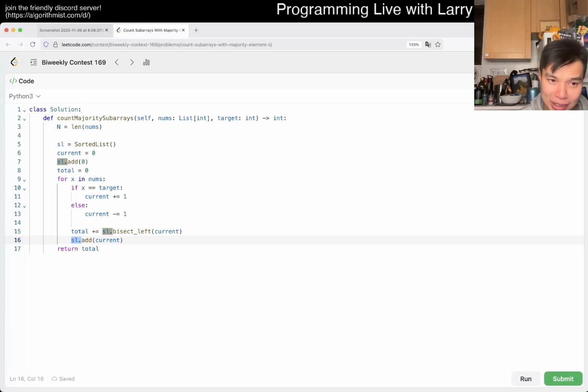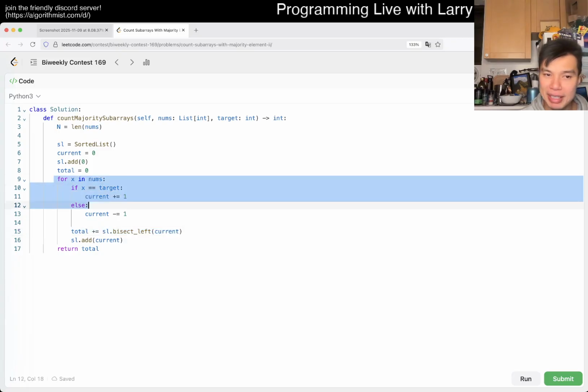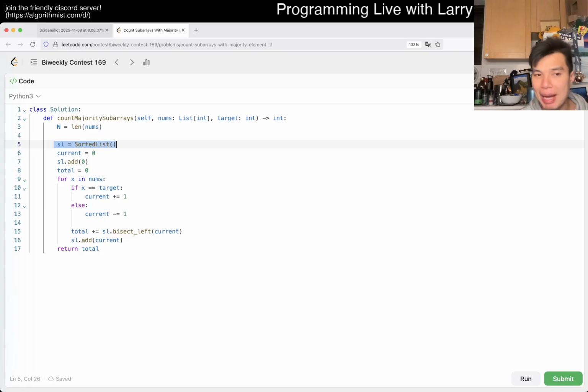Oh, let me go over the complexity. I forgot. Sorry. Because of this sorted list, this is O of n number of iterations, because each iteration does log n moves. So this is going to be n log n time, O of n space. And that's it. That's all I have for this one.